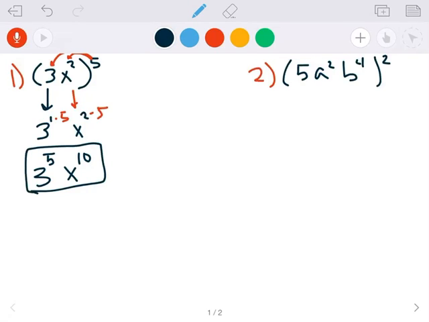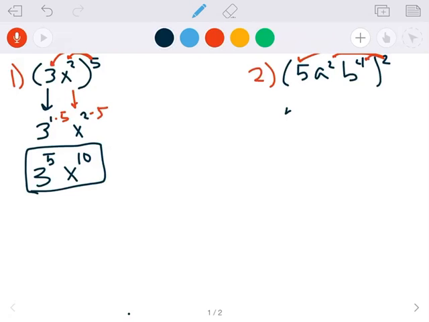You can use your calculator and do 3 to the 5th power, or you can just multiply 3 five times and simplify that. Number 2 is very similar. It just has more factors inside the parentheses. So I'm going to do the same thing that I did before: distribute that outside exponent to each of the factors.